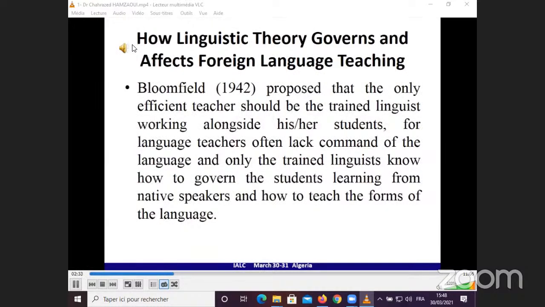Now, let's look at how linguistic theory governs and affects foreign language teaching. Bloomfield in 1922 proposed that the only efficient teacher should be the trained linguist working alongside his or her students, because language teachers often lack command of the language, and only the trained linguists know how to govern the students' journey from native speakers and how to speak the form of the language. In fact, we have to admit that excellent language teachers may not have a good command of the knowledge of linguistics in order to improve our way of teaching.